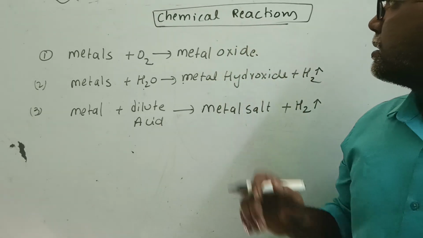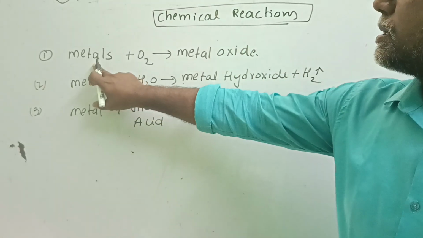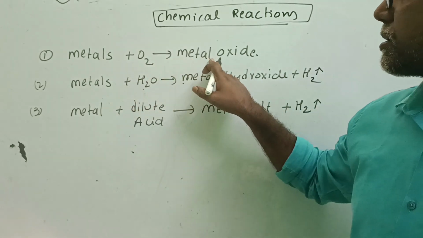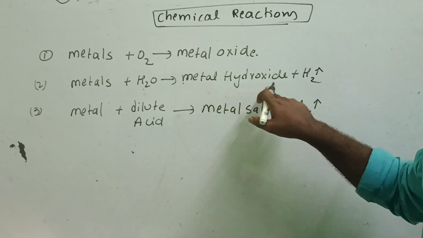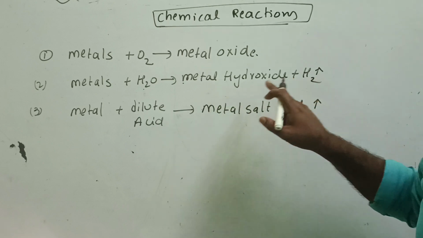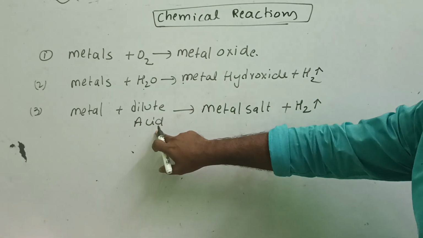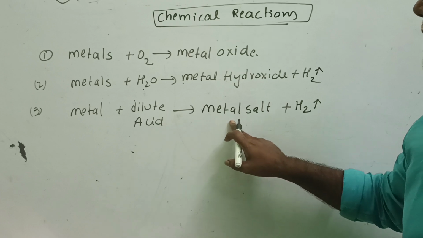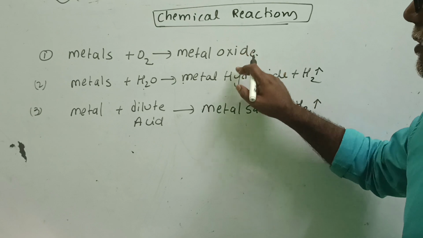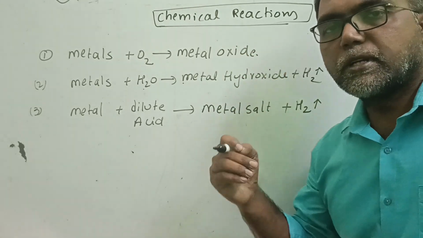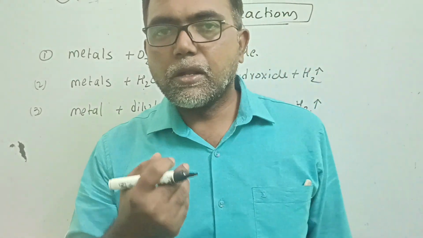Chemical properties of metals. Metals react with oxygen to form metal oxides. Metals react with water and give metal hydroxide and release hydrogen gas. Metals react with dilute acids and give metal salt and hydrogen gas. So these three different reactions are helpful to determine the given unknown element.